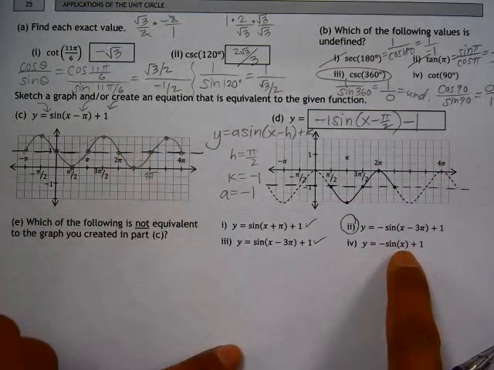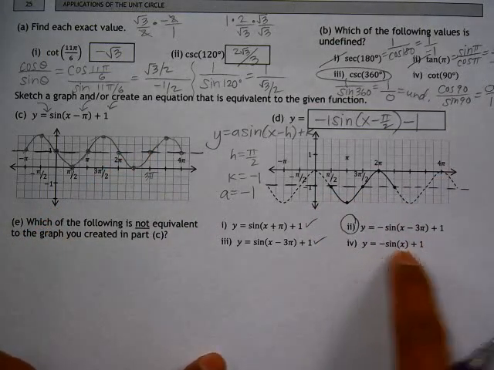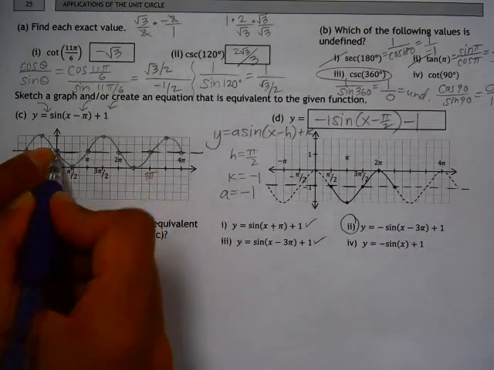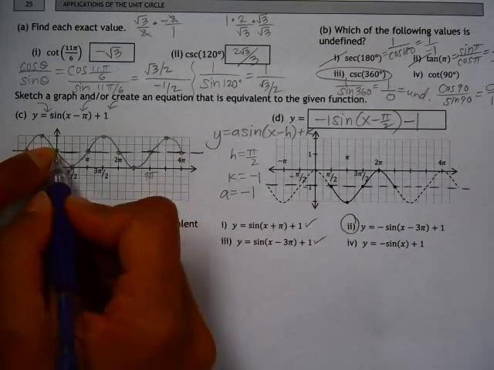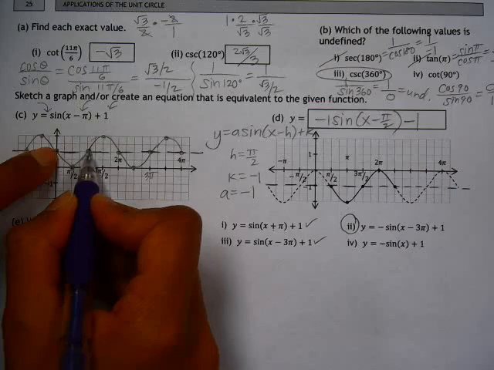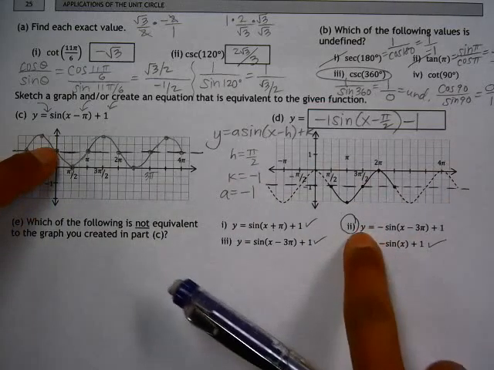And lastly here, no horizontal shift, but up by 1 unit. And then an a value of negative 1, which means the graph goes below the midline first. So this is also a match. So only number 2 is not equivalent.